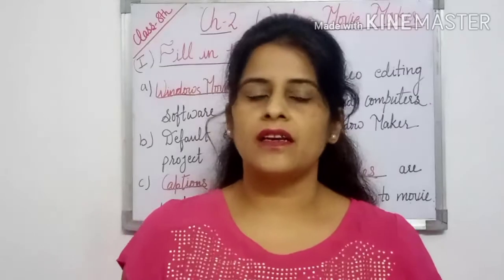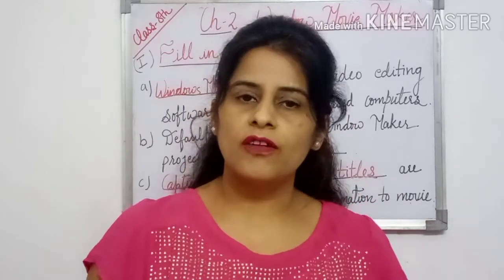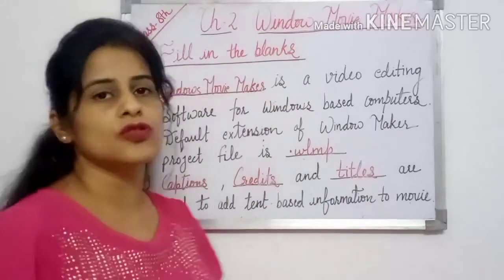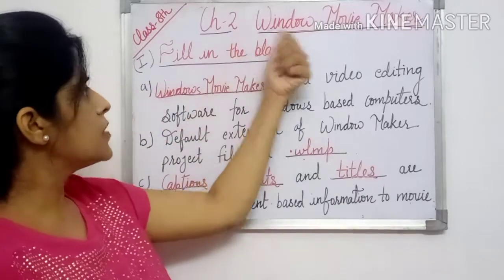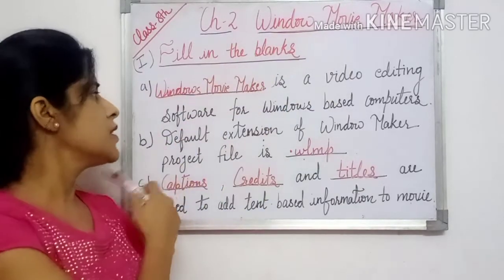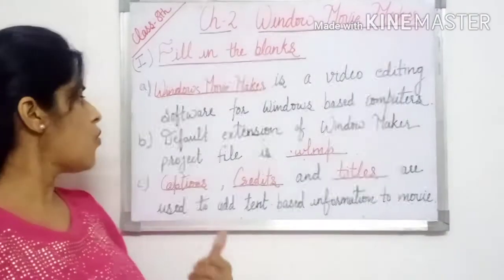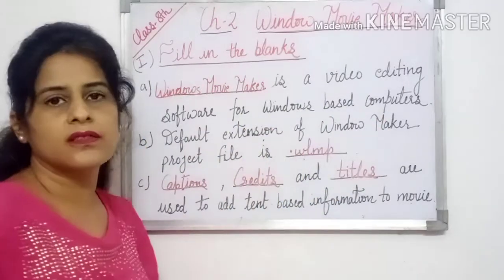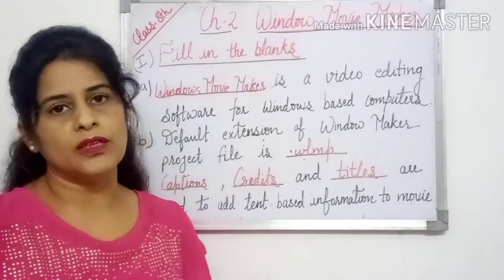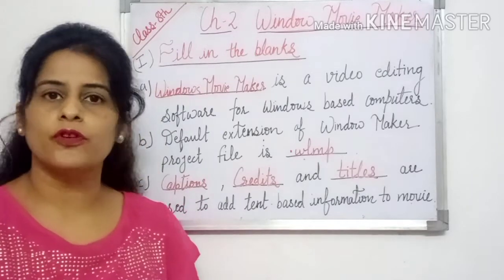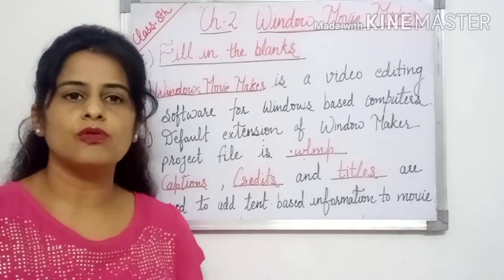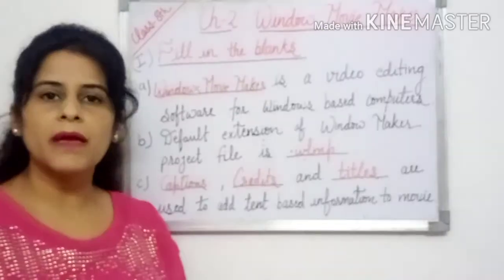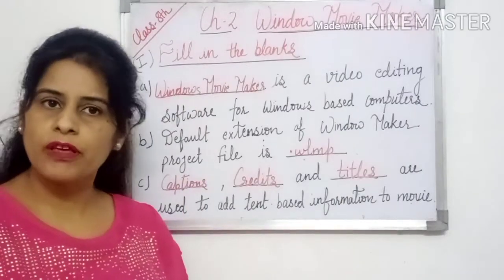Now I am going to start your bookwork of this chapter. In your bookwork, firstly there was filling the blanks. I am going to teach you the filling the blanks. That is chapter 2 Windows Movie Maker, filling the blanks, A, B, C. What was your first filling the blank? Dash is a video editing software for Windows based computers. When you are using a Windows based computer, what software can you use for video editing? The most easy and user friendly software which we can use for editing our videos was Windows Movie Maker. Then the first answer is Windows Movie Maker.